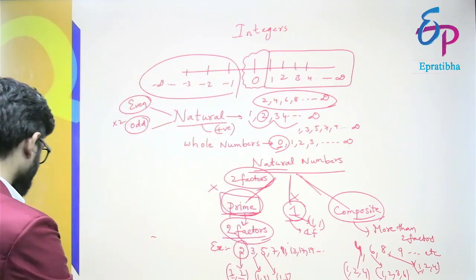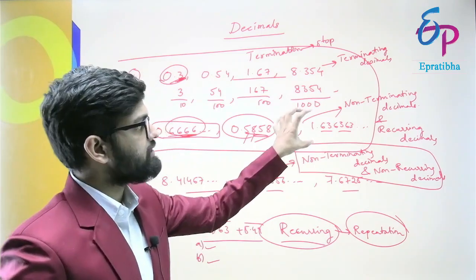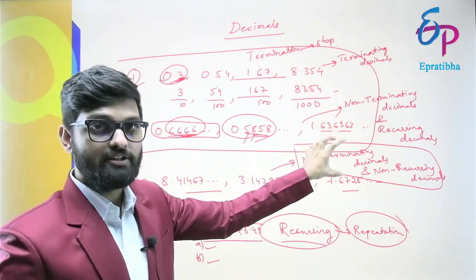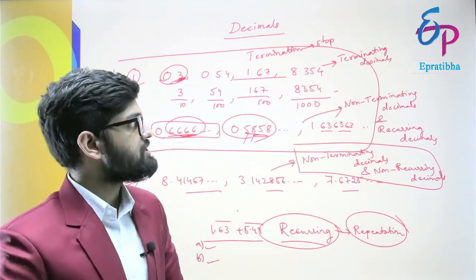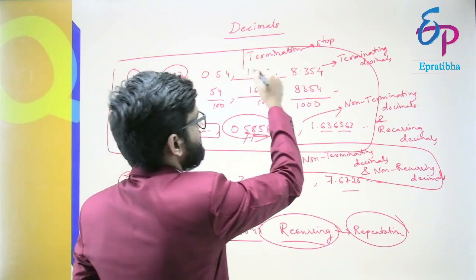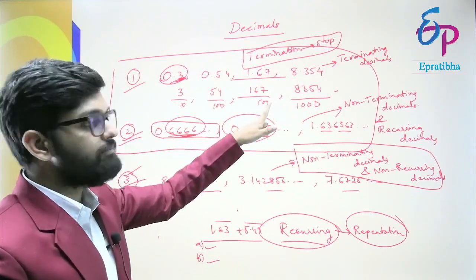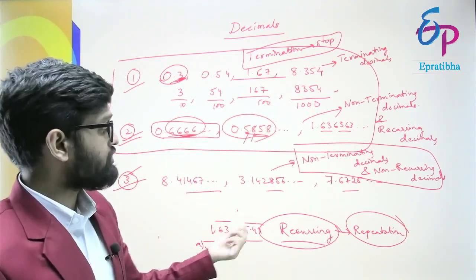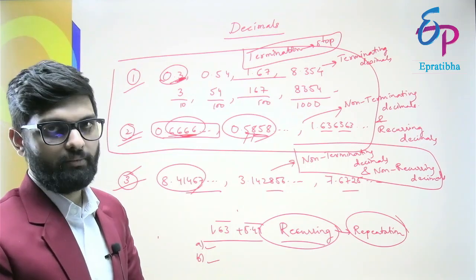Now what we have seen, decimals: there are three types of decimals. First one is terminating decimal, the second one is non-terminating and recurring decimals, and the third type is non-terminating and non-recurring decimals. What is the meaning of termination? Termination means stop. Suppose the decimal stops after some time anywhere in the number, then we call it terminating decimals. If it is not going to stop like this, we call those numbers non-terminating decimals.